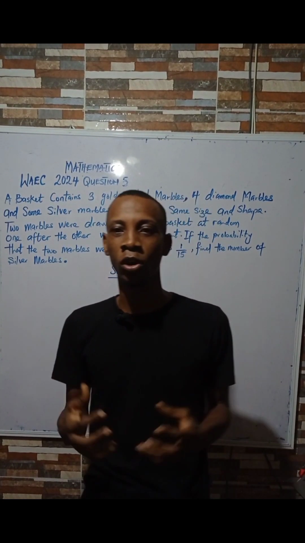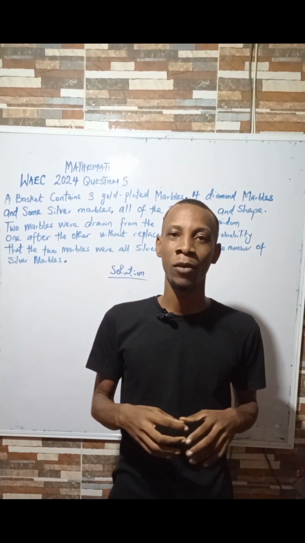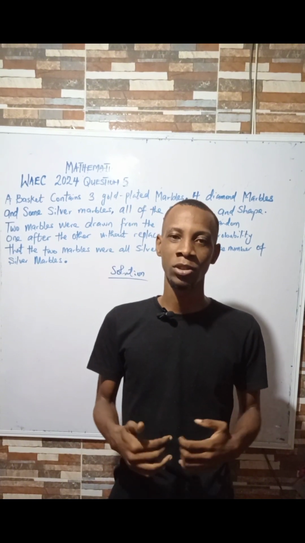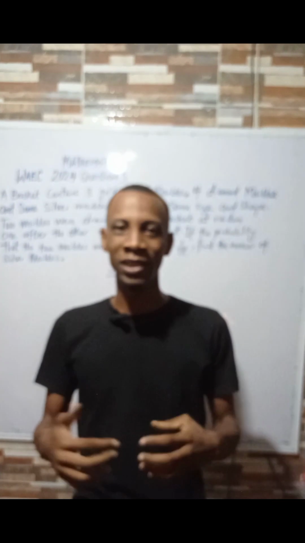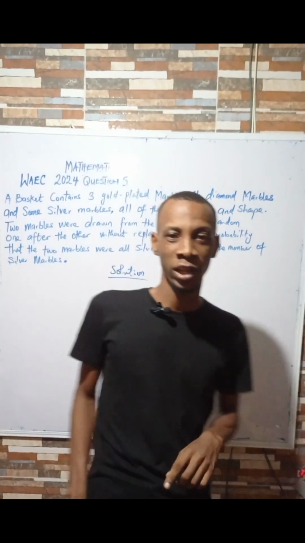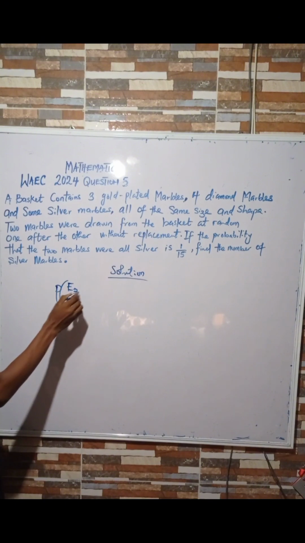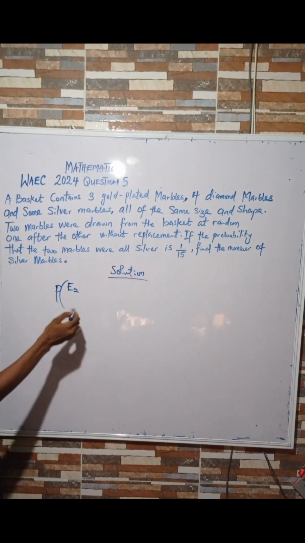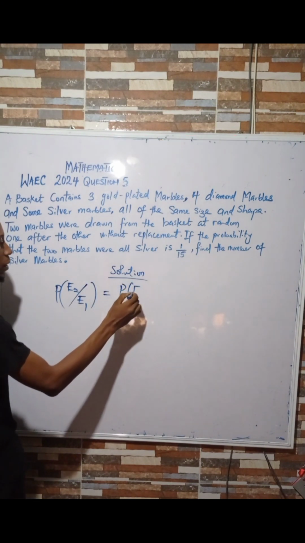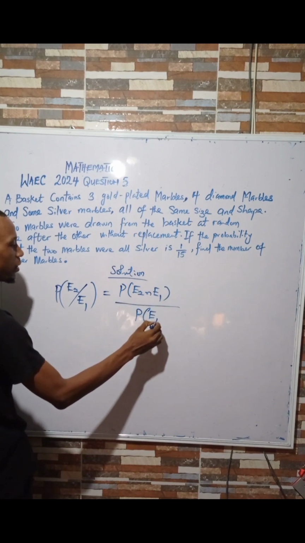And when we discuss conditional probability, we explain it as the probability of an event that depends on the previous event. That is to say, the probability of the second event happening given that the first event has already taken place. The mathematical expression is: the probability of event E2, the second event, happening given that the first event has already taken place, is the probability of E2 intersection E1 over the probability of E1.